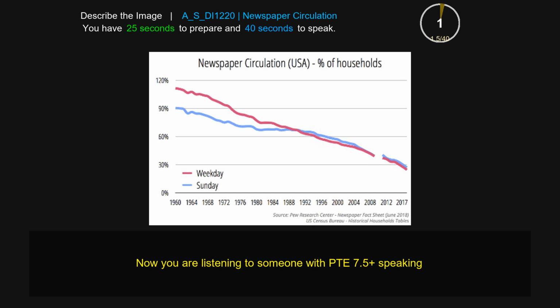Newspaper circulation USA was the main topic of the line graph. 60% and 30% was on the left side of the image. 1960 and 1972 was the bottom side of the image. Weekday and Sunday was also highlighted. 1976 and 1980 was also mentioned. Weekday was the maximum trend whereas the Sunday was the minimum trend. Additionally, 1980 and 1984 were also given. To conclude, this picture gives the information about newspaper circulation.